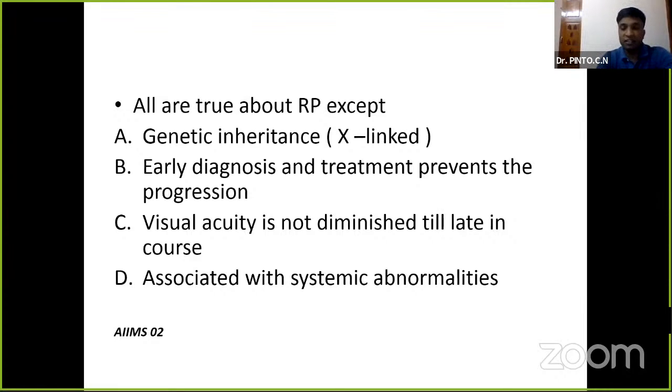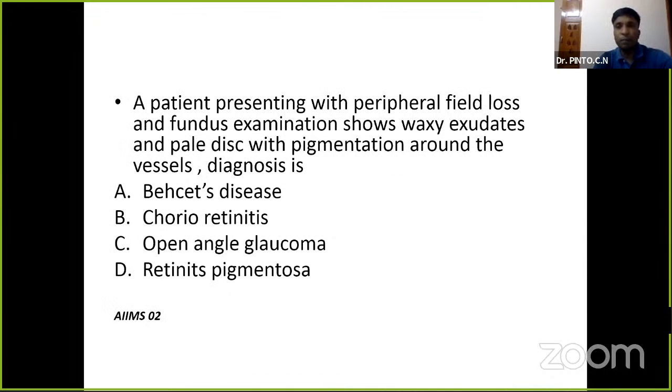Associated with systemic abnormalities, we discussed a number of syndromes which are associated with retinitis pigmentosa. A patient presenting with peripheral field loss, and a fundus examination shows waxy exudates and a pale disc with pigmentation around the vessels. I told you: waxy exudates, pale disc, pigmentation around the vessels, especially the peripheral field loss, that goes in favor of retinitis pigmentosa.